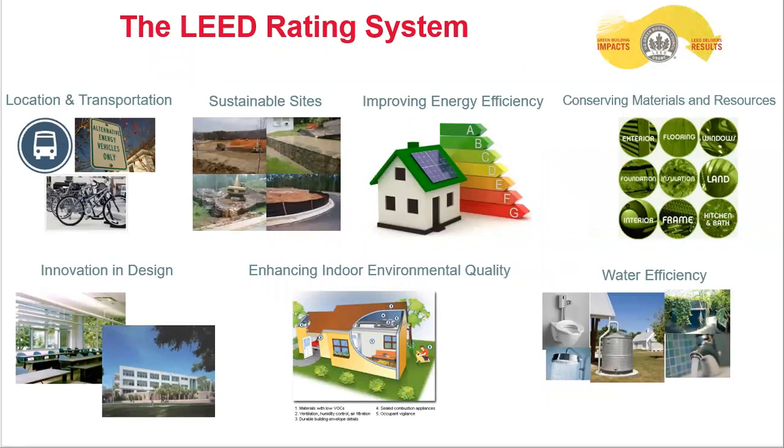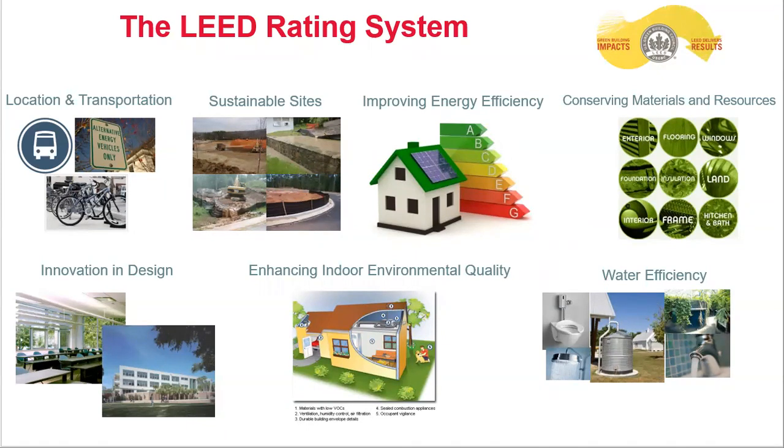The LEED system, of course, has been an evolving rating system process. They've been renewing themselves almost every 5 years or so, and they're changing some parts of the assessment system. For example, location and transportation was not one of the main criteria in their rating system before, but now it is. So their major areas can be listed as location and transportation, sustainable sites, improving energy efficiency, conserving materials and resources, enhancing indoor air quality, water efficiency, and innovation and design.